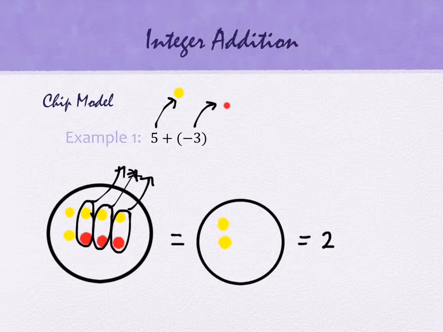We had the chip model. The idea of the chip model was that we put in these colored counters in such a way that we noticed that when we had one color counter of each color, we were able to cancel it out. It was a 0 value. And so then we had only one colored counter when we were done. In this case, it was the number 2.